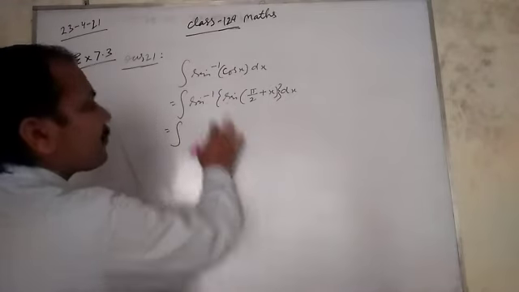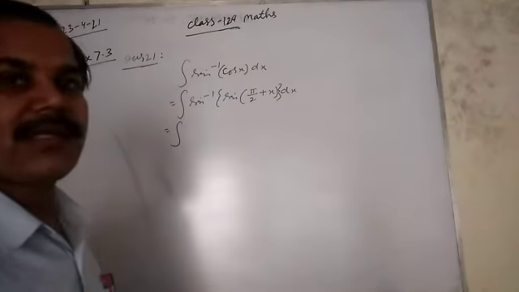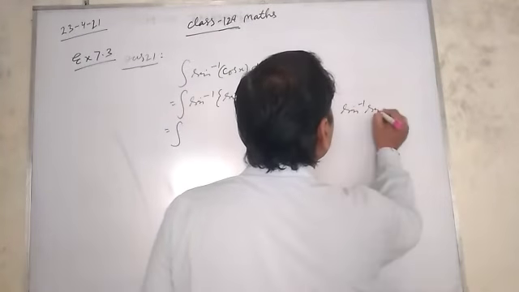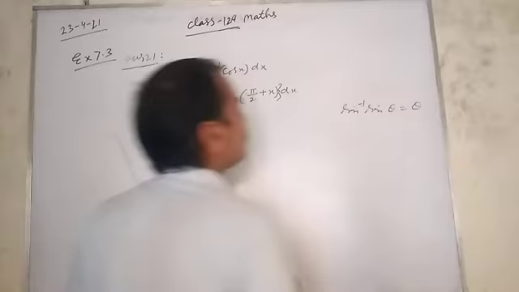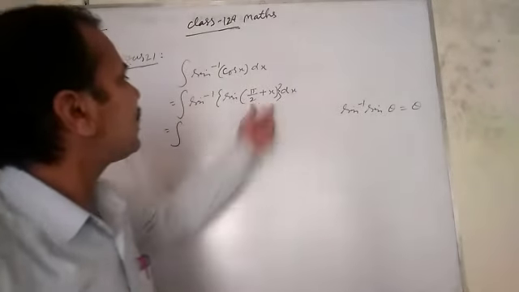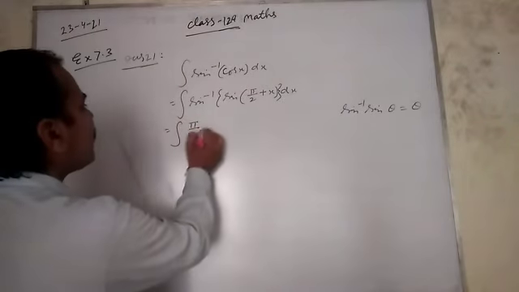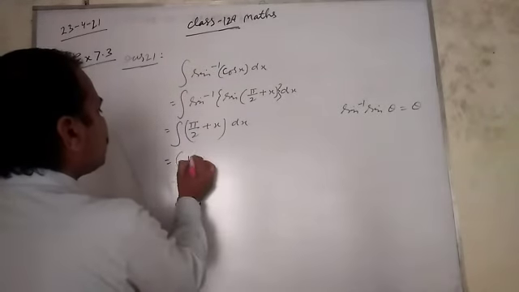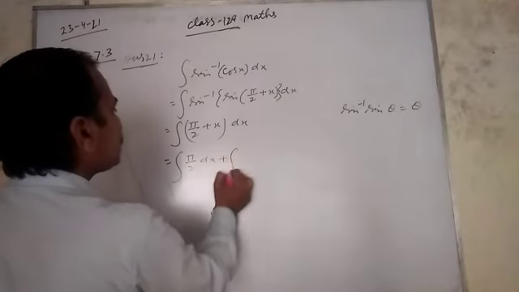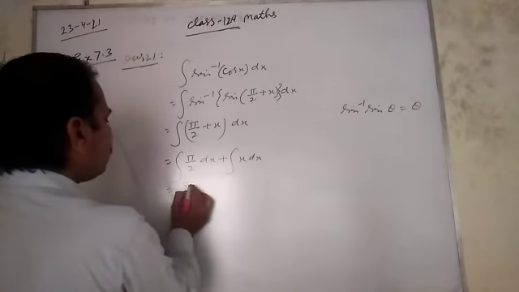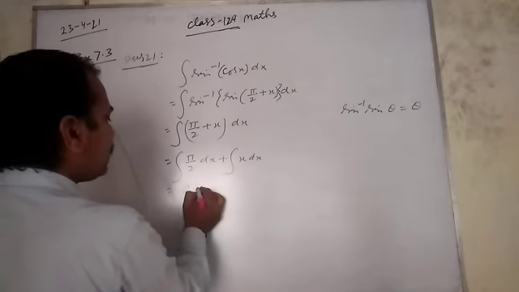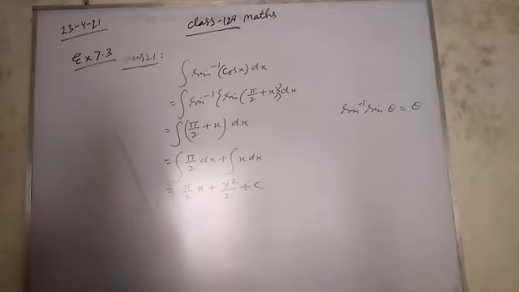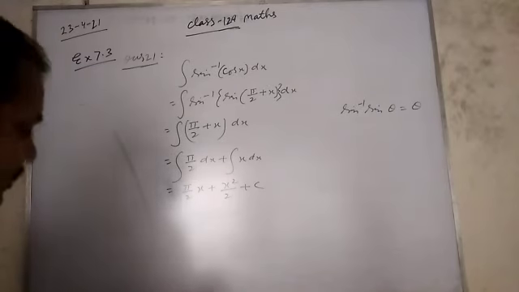One formula in chapter 2 you will study later: sin inverse sin theta will be equal to theta. So sin inverse sin(pi/2 + x) will be equal to pi/2 + x, dx. This is the formula. So integrate separately: pi/2 is a constant, so its integration is pi/2 times x, plus x, whose integration is x square by 2, plus c. This is the answer of this question.